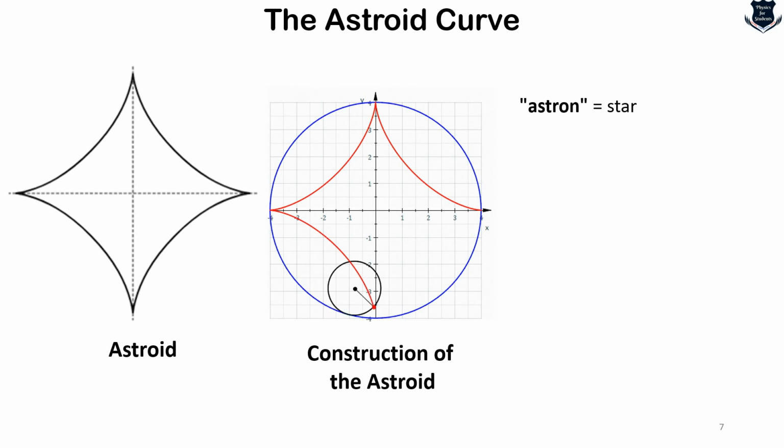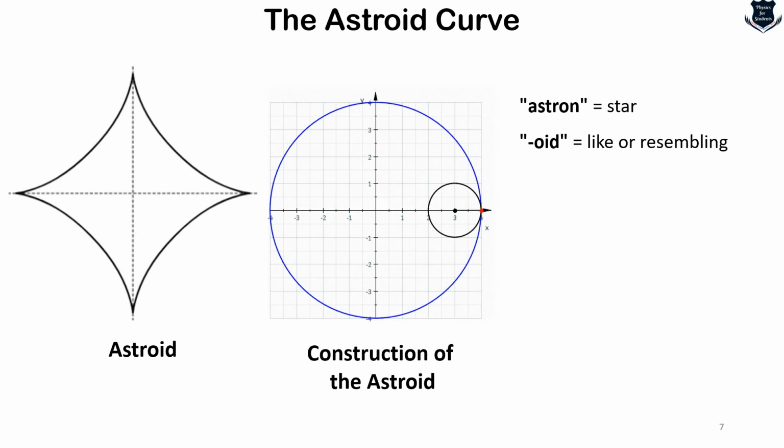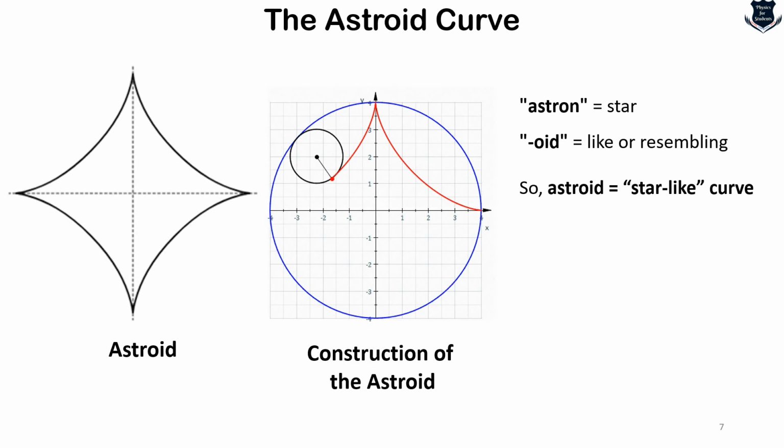The name comes from the word astron, which means star, and oid in Latin means like or resembling. Taken together, astroid means a star-like curve. But remember that the astroid is more than just a star-shaped curve. You can see each of its corners is sharp, and these are called cusps.